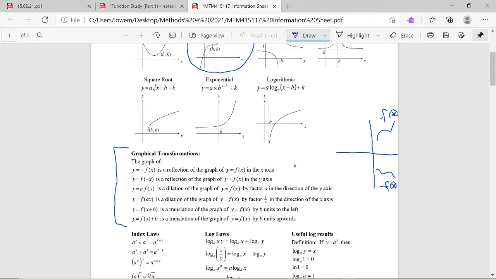If we have a negative on the inside here with x, then that's a reflection of the graph in the y-axis, and so it would be this. So this would be f of negative x. It's reflecting it about the y-axis.